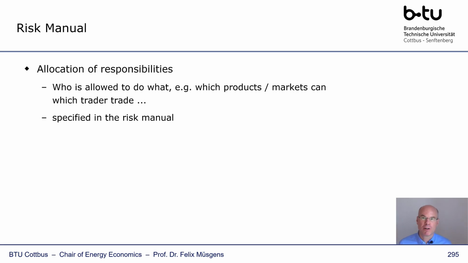For example, which products are allowed to be traded in the company? For example, traders sitting in Germany, are they allowed to buy and sell futures in France or not? Are they allowed to buy and sell futures in Poland? Are they allowed to buy and sell hard coal? Or do they focus on electricity and gas? So which products and markets can which trader trade? That's another thing. Who then can do what? Typically, you have different desks, a weather desk, coal desk, CO2 desk, and the people working at those specific desks then trade the specific commodity. And this all is specified in the risk manual.